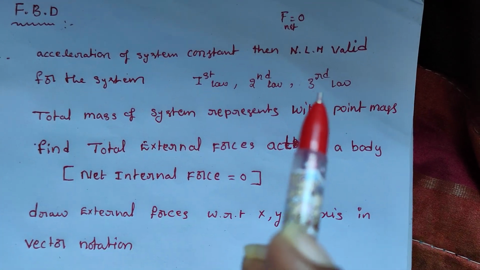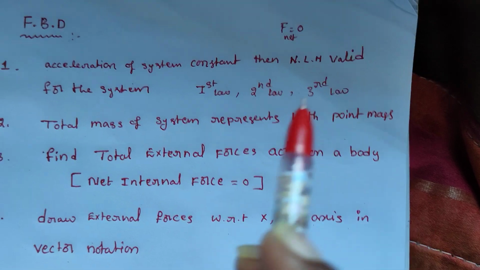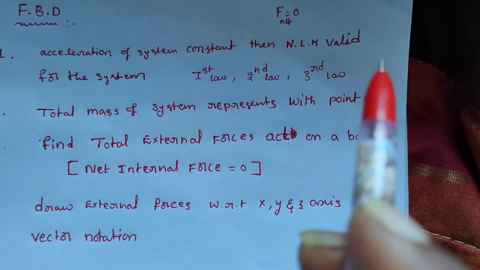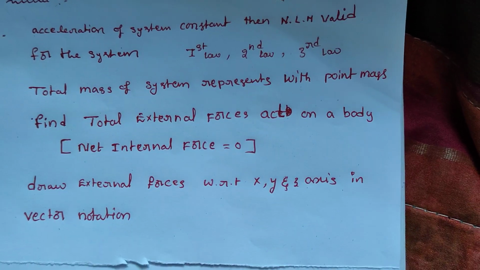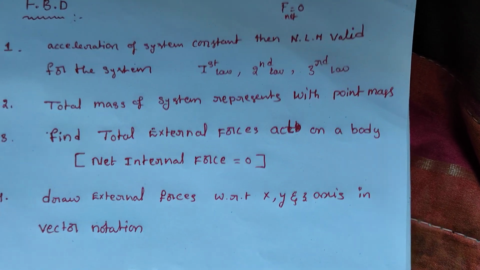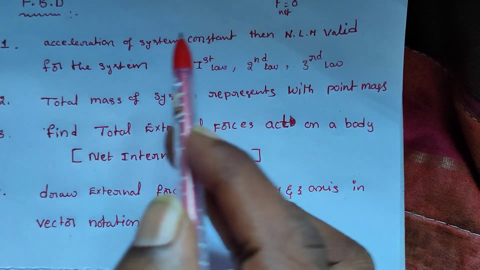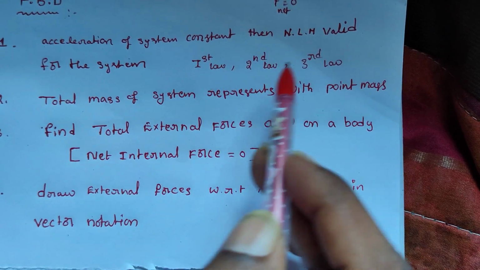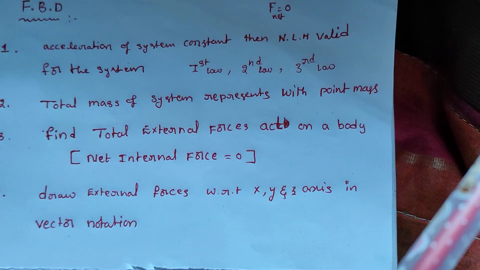Newton's third law, how to define it? For every action there is an equal and opposite reaction. So here also we discuss net force equal to 0 only. We have to apply these three laws in this system when the acceleration of the system is constant.